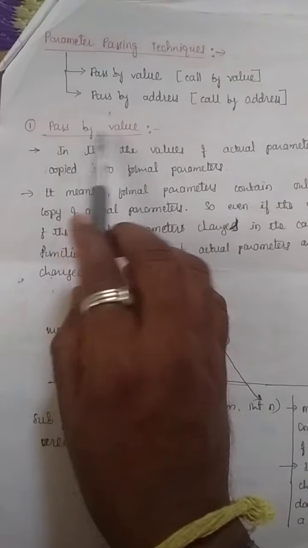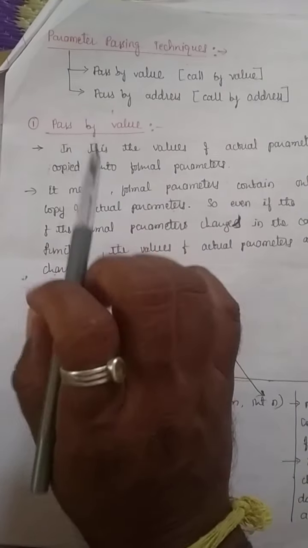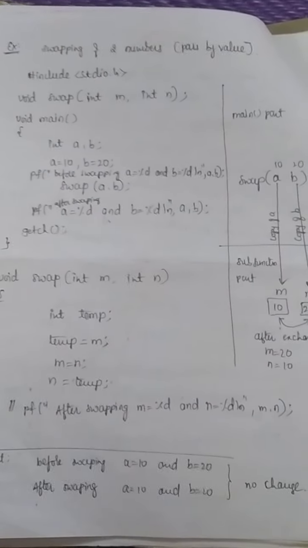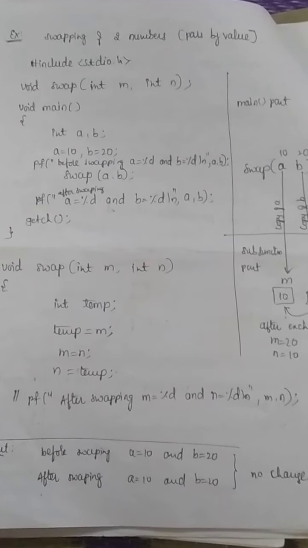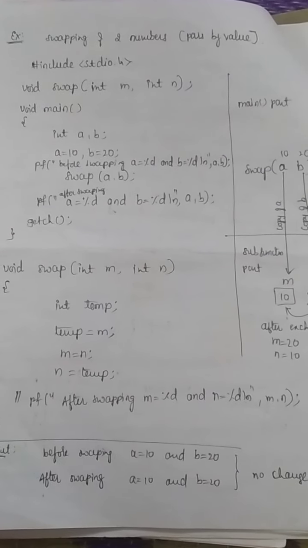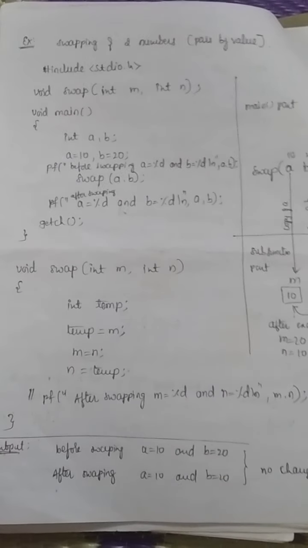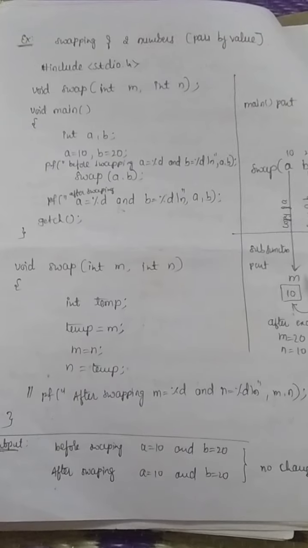See, the name itself says that we have to pass the parameters in terms of values. We'll take one example and solve. See this program. This is the example for pass by value. The program title is swapping of two numbers. It means send two numbers from the main function to a sub function and swap them.